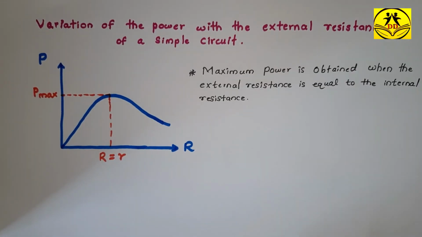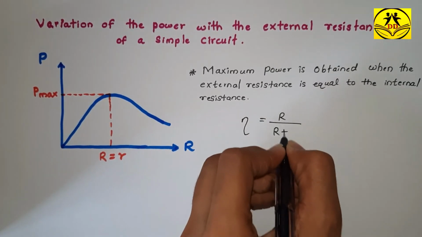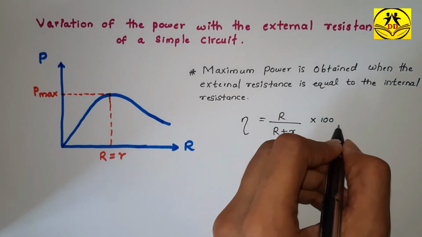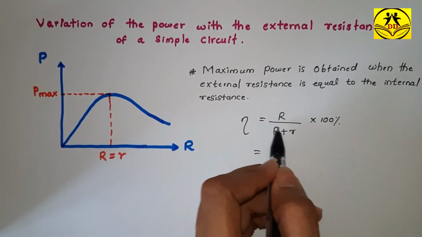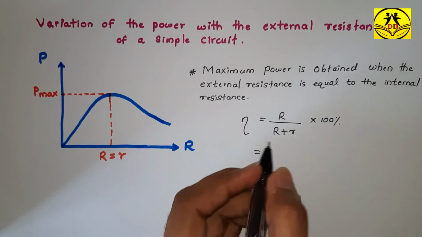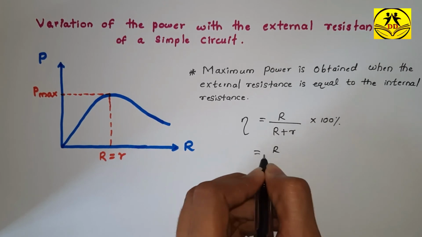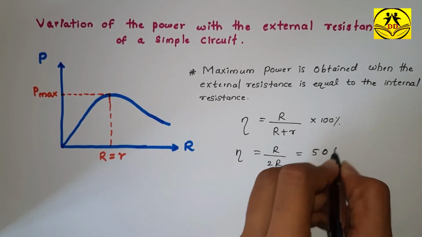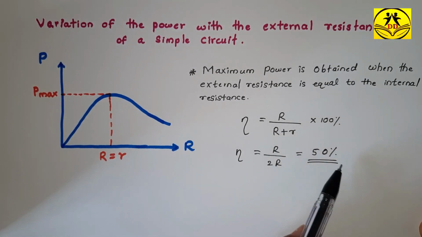And at the maximum power, we can write the efficiency eta equals R over R plus simple r into 100. This is the equation for eta we derived earlier. So at maximum power, R also equals simple r, which means the denominator actually becomes 2R. So this is equal to 50%. So at the maximum power, the efficiency will be 50%.